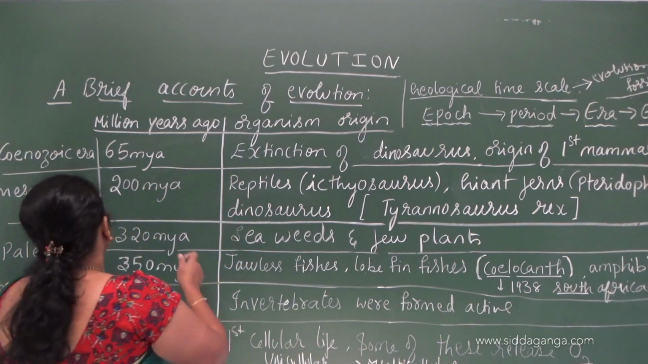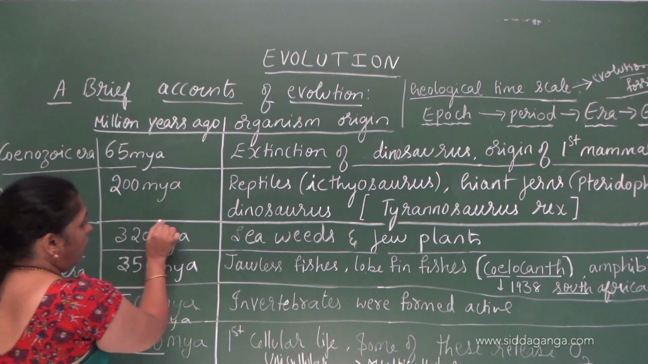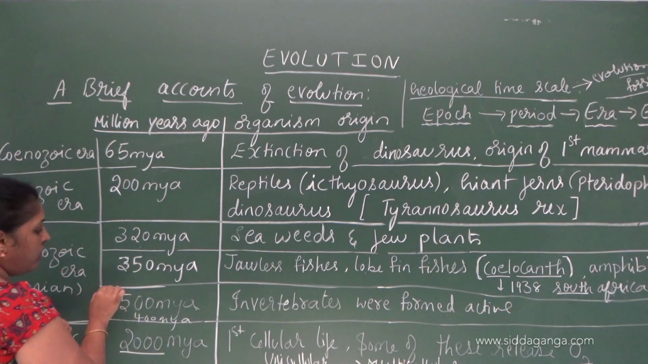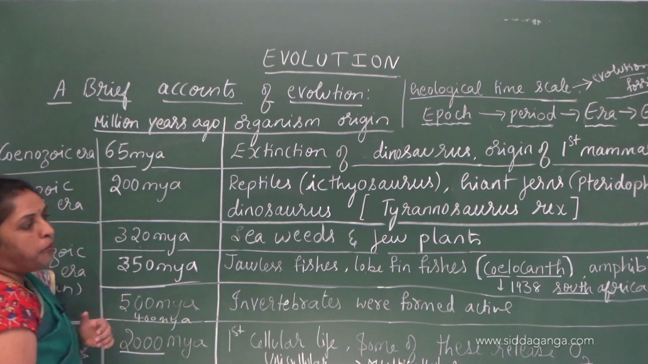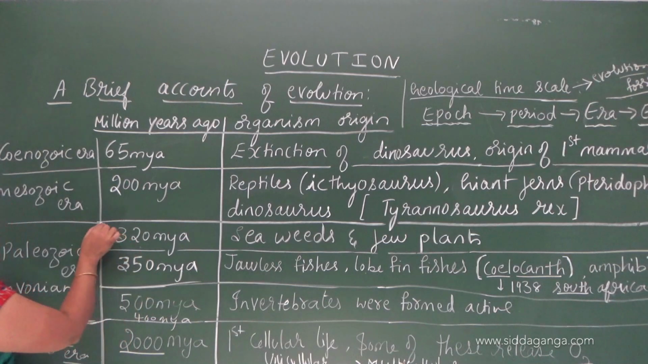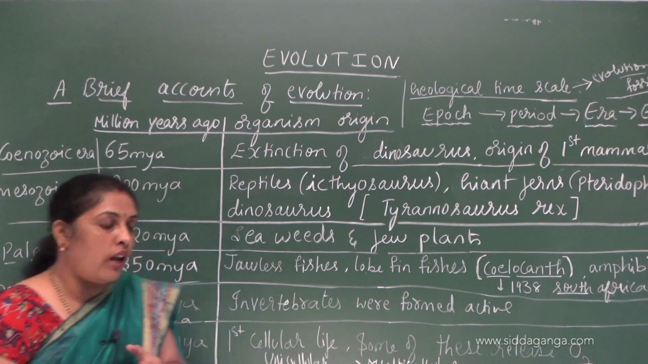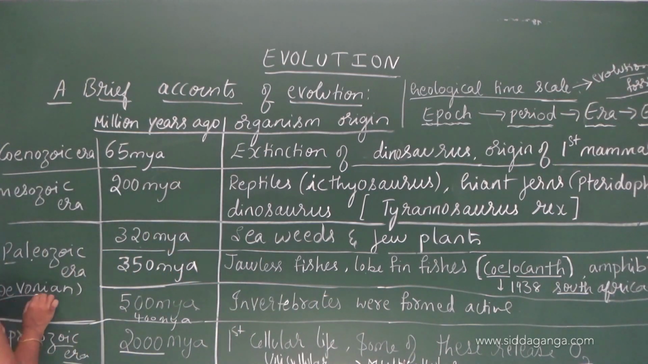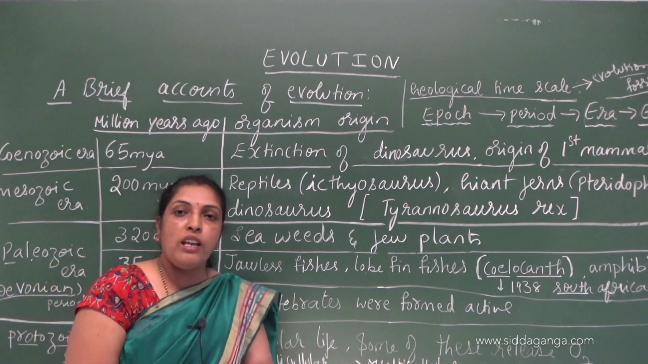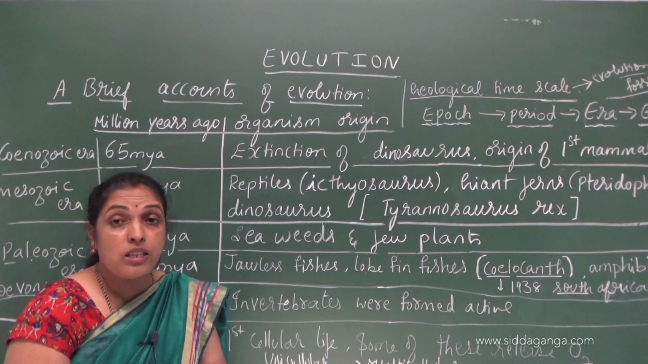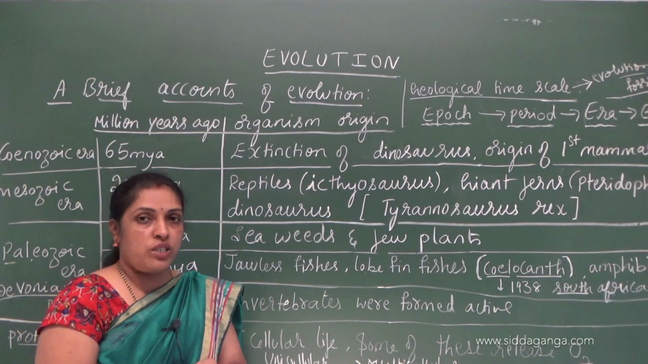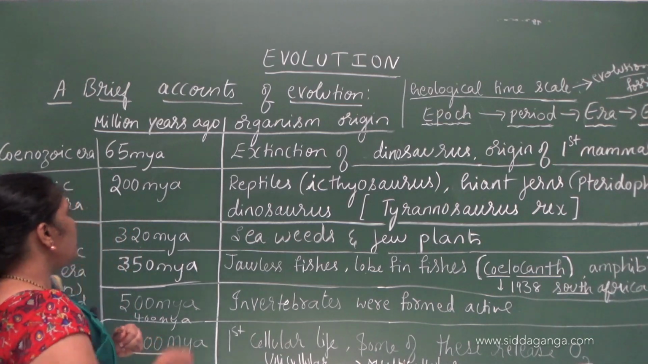So all this, the origin of amphibians, lobe-finned fishes, everything, we see in the Paleozoic era. The Devonian period of the Paleozoic era is considered the golden age of fishes.